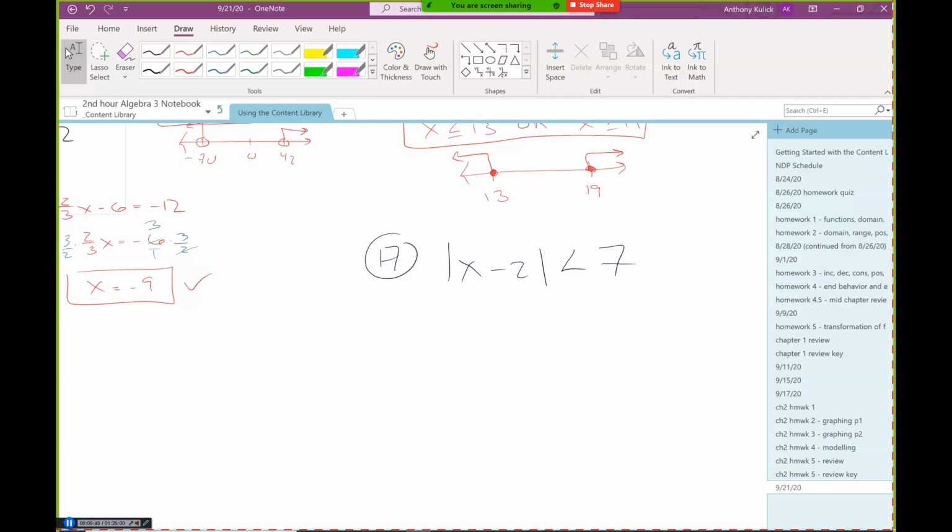Okay, so just like the last one, we're going to start by trying to isolate the absolute value, but that's already been done for us. So let's split this into 2 inequalities. The first inequality, we just drop the absolute values. The second inequality, we negate the right-hand side and flip the inequality symbol.